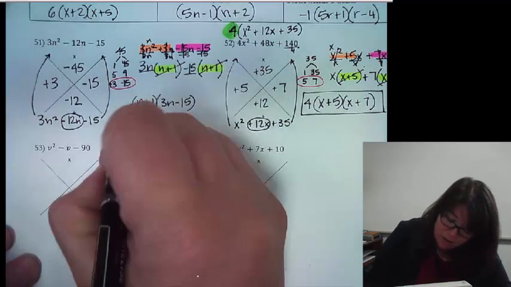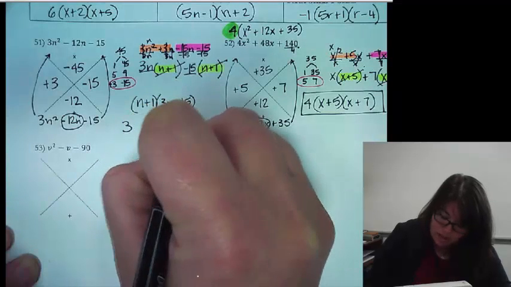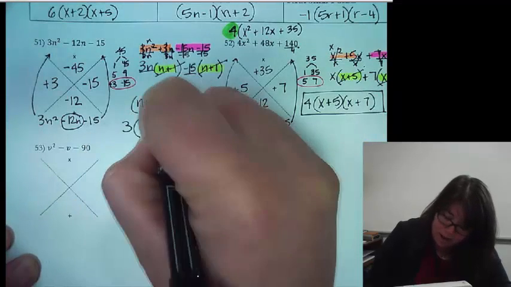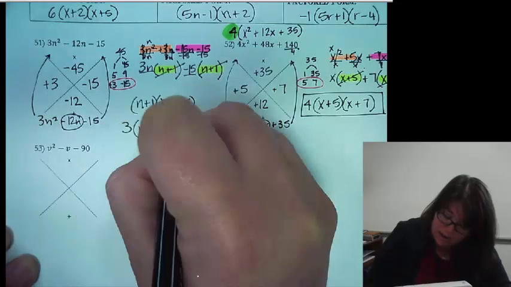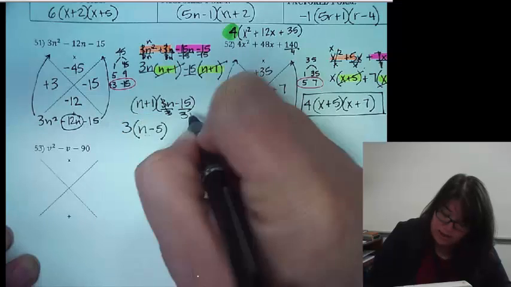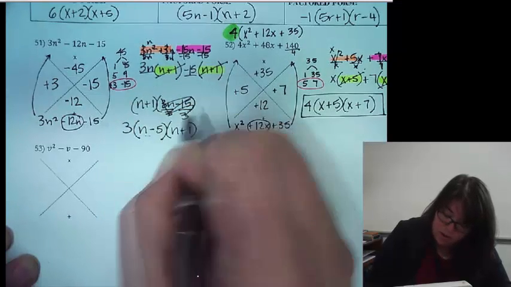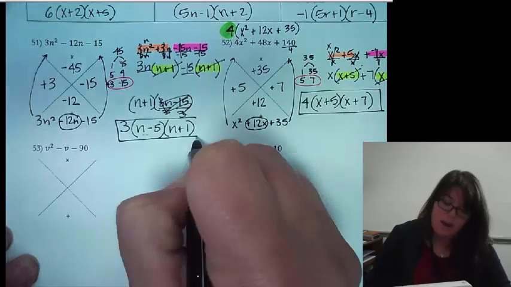I'm going to factor out a 3 from this one. And if I do that, left over I will have n, negative divided by positive is a negative, 15 divided by 3 is 5. So that takes care of that one. And then this is just n plus 1. So there's our final answer for there.